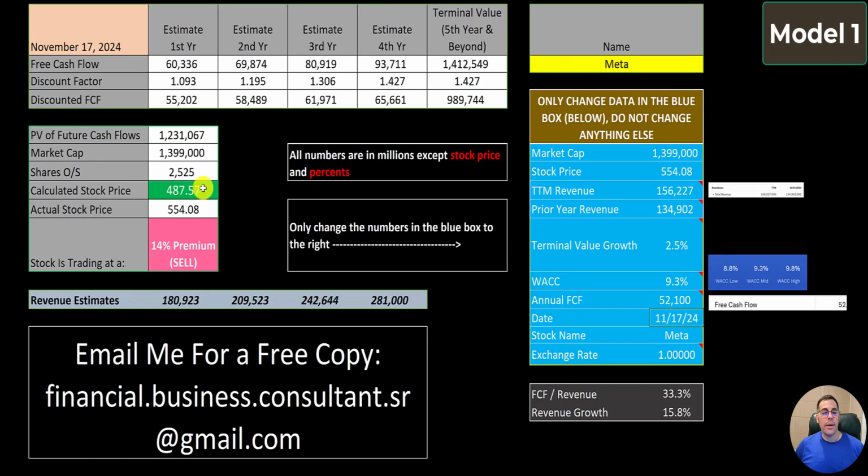And that's it. Our calculated stock price for Meta is 488. It's trading at 554. So it's trading at a 14% premium. It's a sell according to the model.